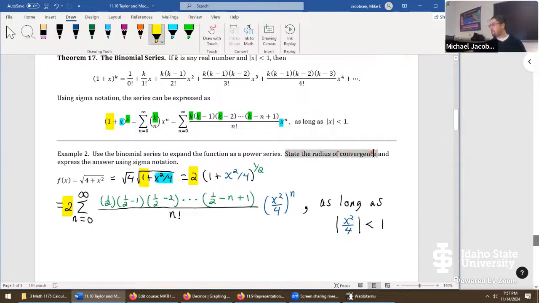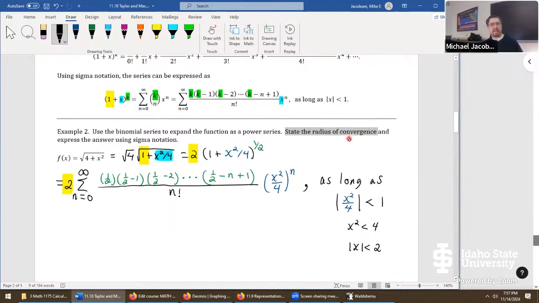What we're doing here is coming up with the radius of convergence. So absolute values can be dropped. We can multiply both sides by 4. X squared is now less than 4. Take square roots again, and we get the absolute value of x is less than 2. So if we want just the radius of convergence, this tells us the radius is 2 by that information so far.